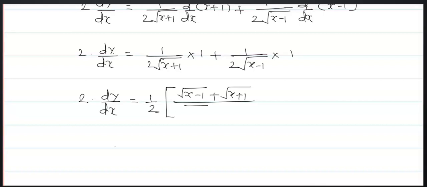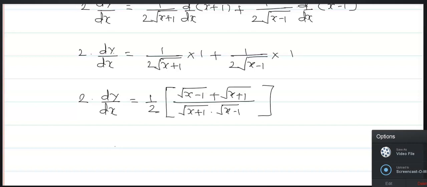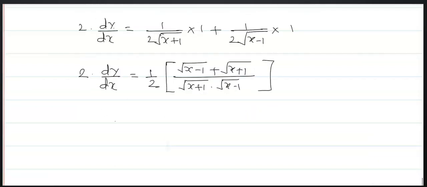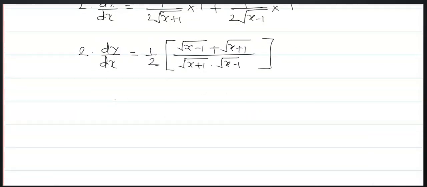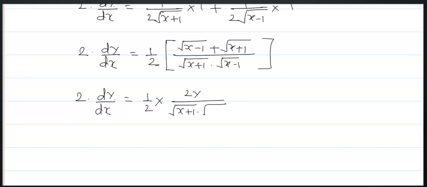Cross multiplication is here. Take 1 upon 2 as common. Then in the bracket you are getting 1 upon root of x plus 1, 1 upon root of x minus 1. Cross multiplication: root of x plus x minus 1 plus root of x plus 1 upon root of x plus 1 into root of x minus 1. Next is y into dy by dx is equal to, that is 2 into dy by dx, 2 into dy by dx is equal to 1 upon 2.